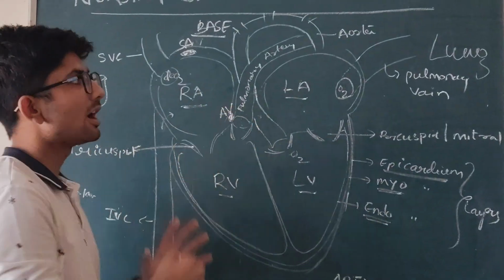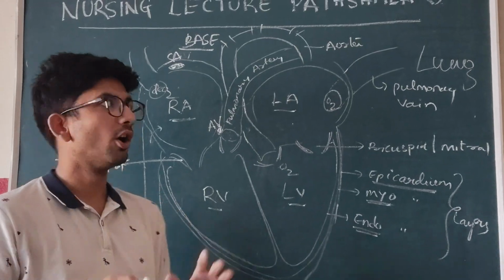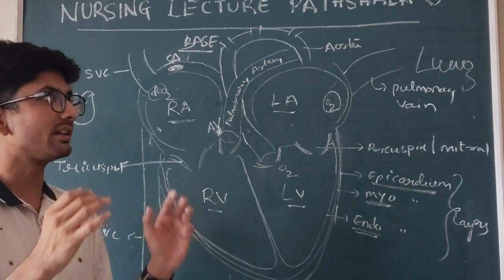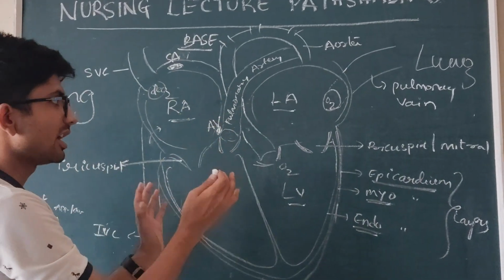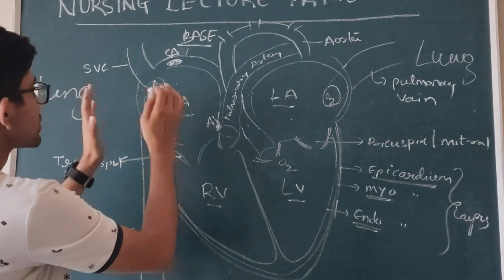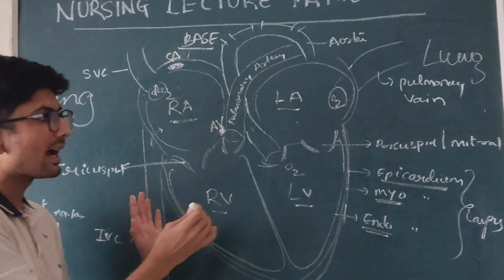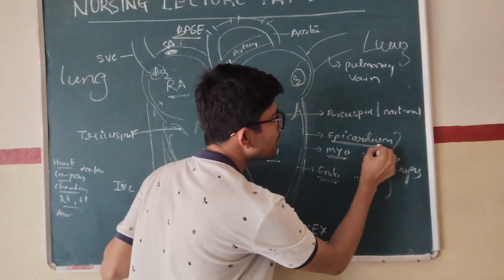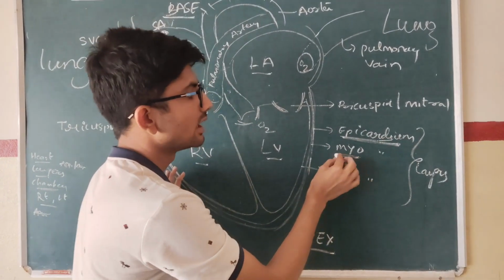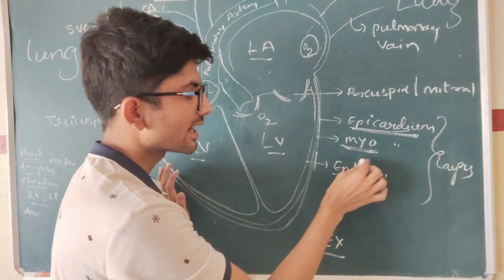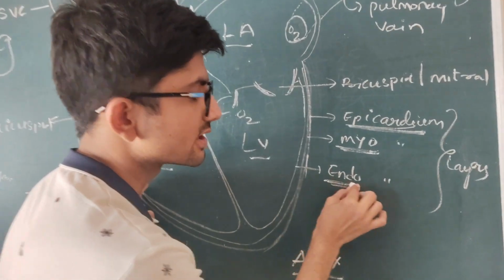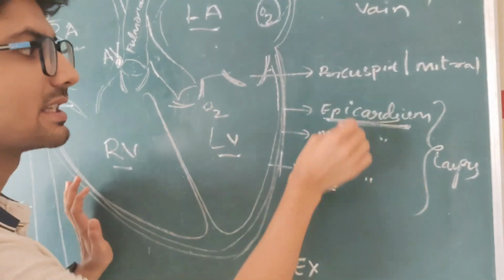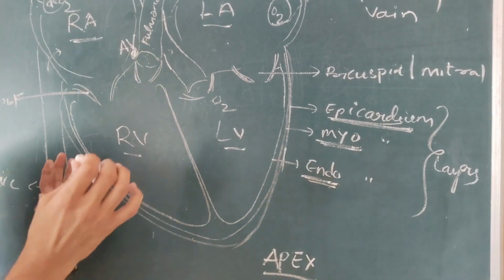Okay, so let's know about the parts of the heart. As we know, the heart is a conical shaped organ. The heart is made up of mainly three layers. The uppermost layer is called the epicardium, the middlemost layer is called the myocardium, and the innermost layer is called the endocardium. These are the main three layers the heart is made up of.